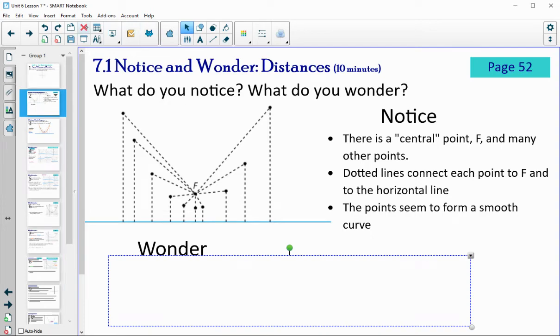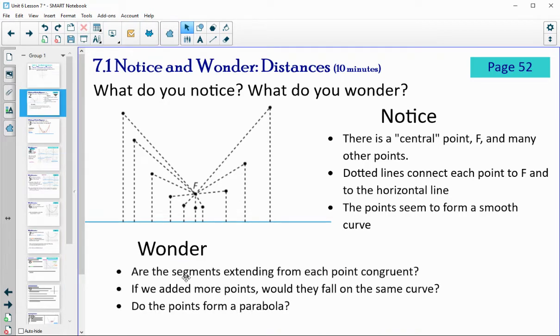Some things you might have wondered. Are the segments that go from each point equal? So is this segment equal in length to this one? Is this one equal in length to this one? And so on. If we added in more points, would they fall on that same curve? And is that curve a parabola? So maybe those are a couple of things that you thought about.